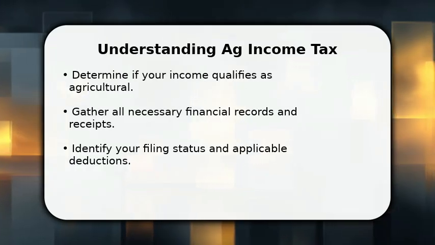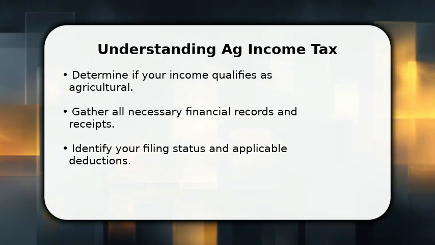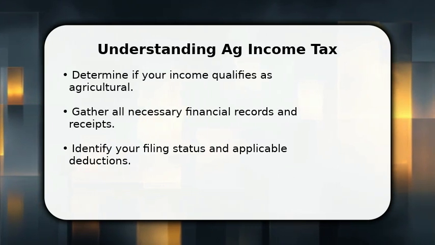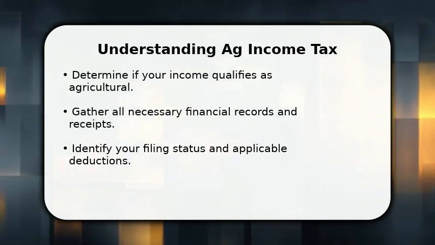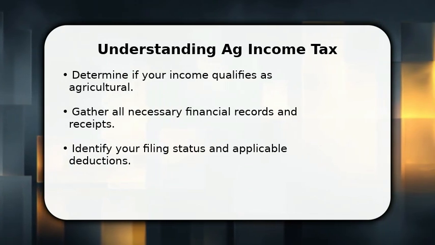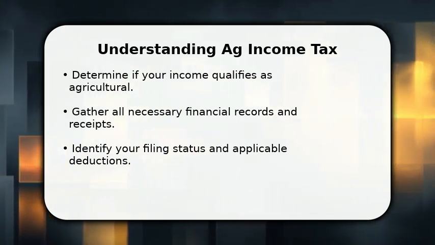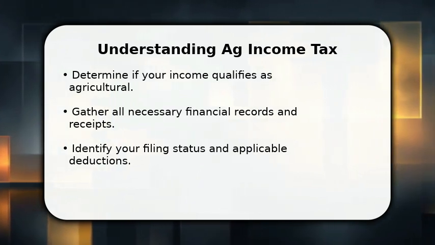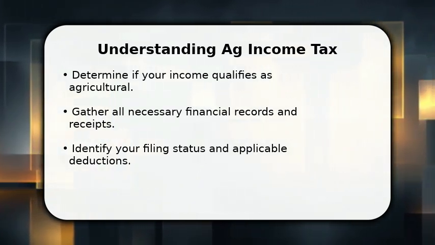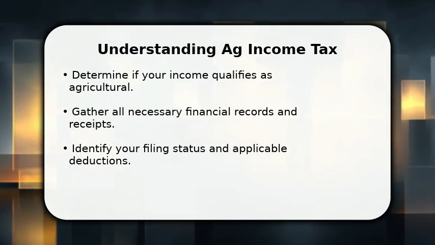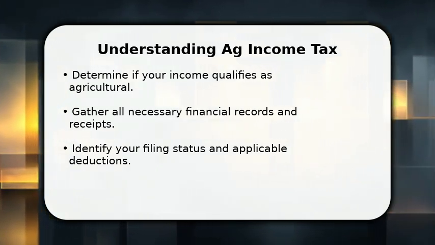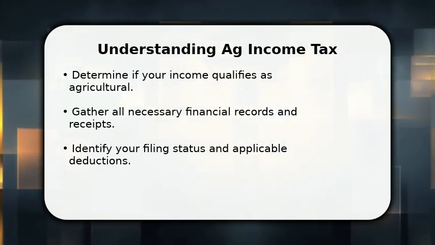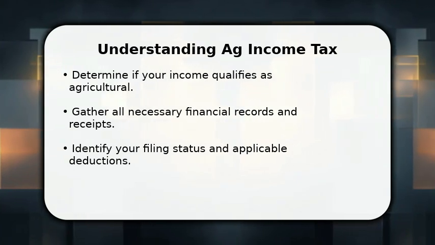In this video, I will explain how to file agriculture income tax returns. First, you need to determine if your income truly qualifies as agricultural. This typically involves activities like farming, ranching, or forestry. Next, gather all your financial records, including sales receipts, expense invoices, and any other relevant documents. Finally, identify your correct filing status and begin to consider potential deductions that apply to your specific farming operation.